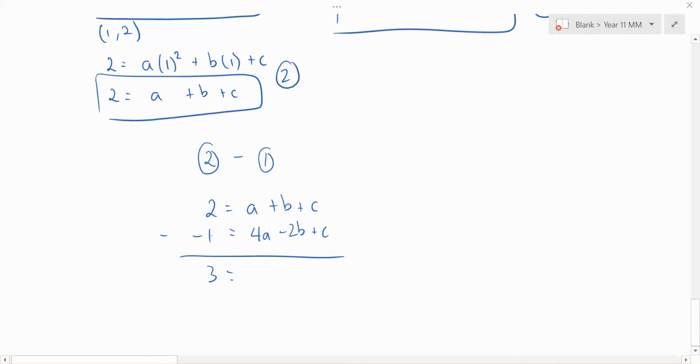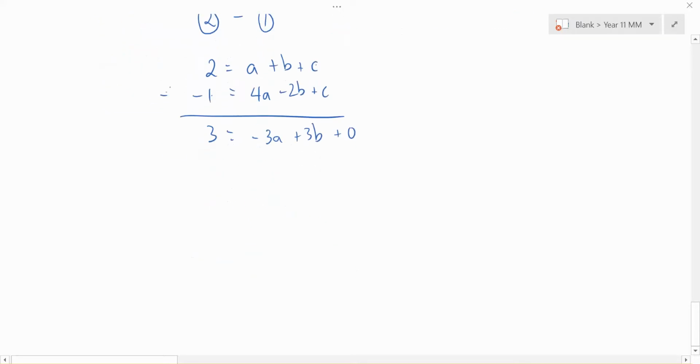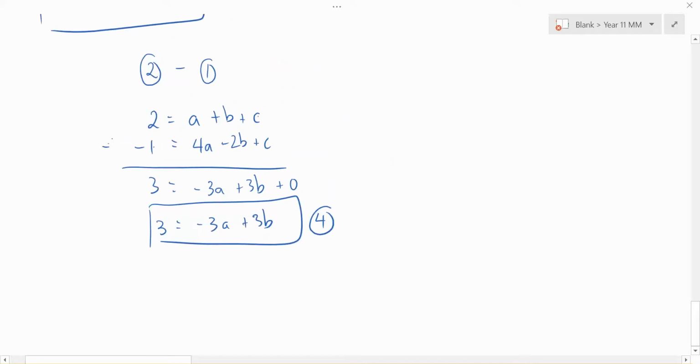A minus 4a makes it -3a, okay? B minus -2b, so 2 negatives become positive, so that becomes plus 3b, but then c minus c cancels out to be 0. So now I've got myself a new equation, which I'm going to call equation 4. So this is 3 equals -3a plus 3b. That's nice, okay? I've got a and b there.